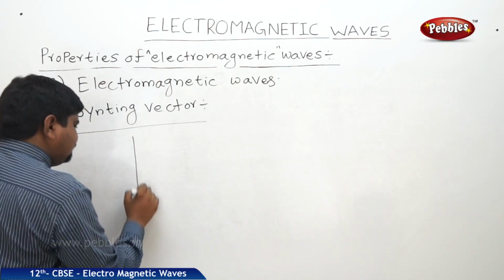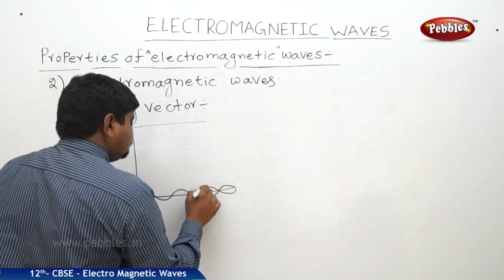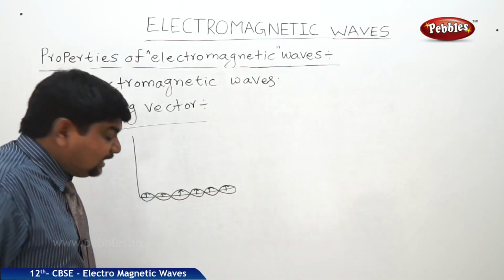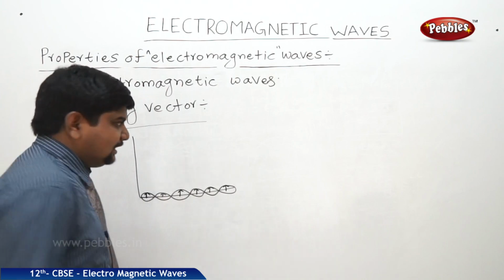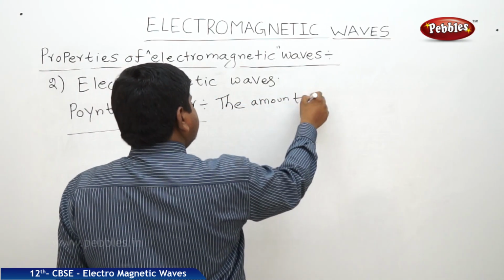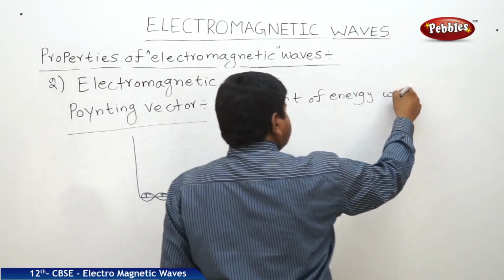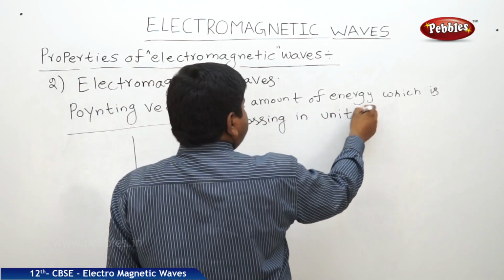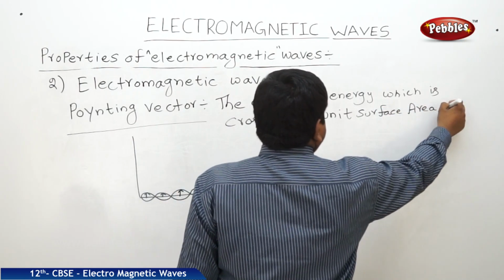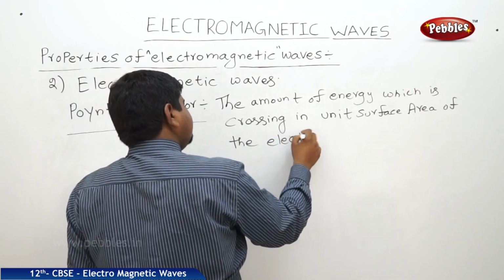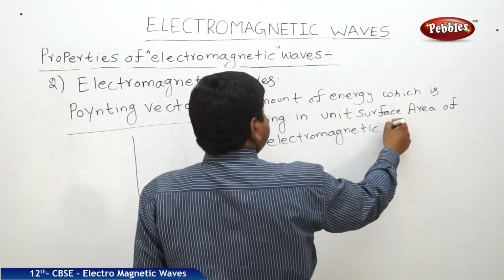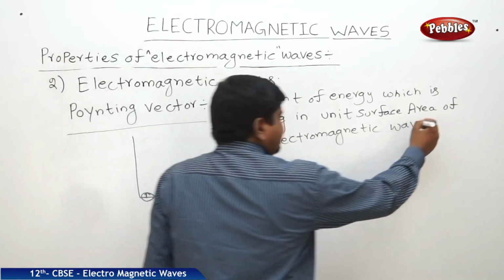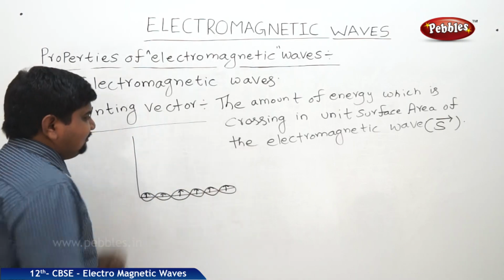What is this Poynting vector? If the electromagnetic wave is like this, with respect to amplitudes, the amount of energy which is crossing in unit surface area of the electromagnetic wave is represented by S bar. This S bar is called Poynting vector.